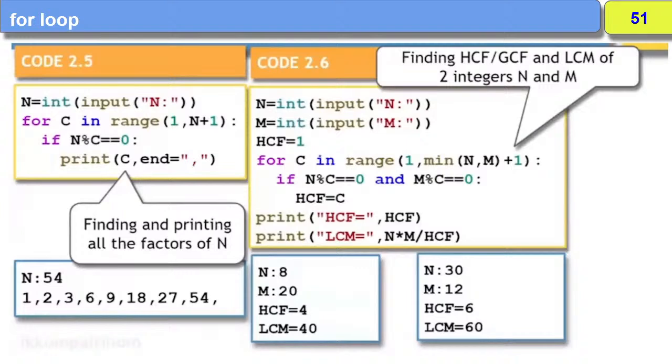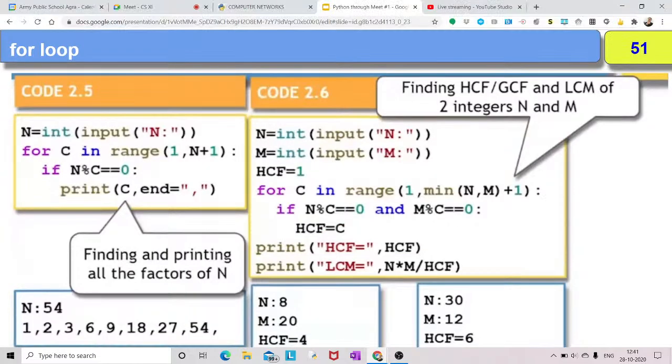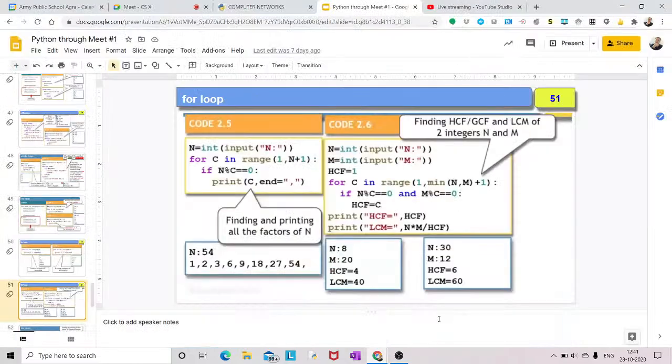Can you explain why we have selected the range from 1 to the minimum of n and m? Why this range only? Okay. So for this I will have to load Python and show you. Here I am taking two integers and from them I find both HCF and LCM.